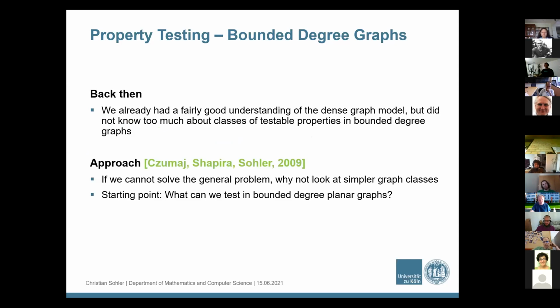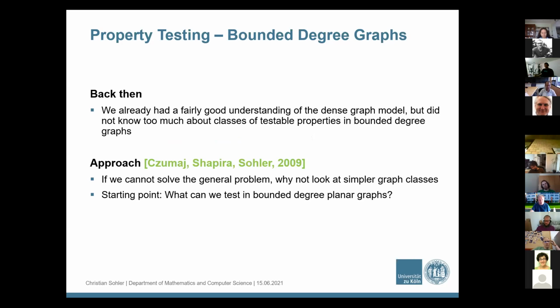At the same time, we already had a fairly good understanding of the dense graph model, where we could identify connections to the regularity lemma. And one had quite a good idea what properties are testable and what properties are not testable in constant time. But as I said, for the bounded degree graph model, we didn't know much.